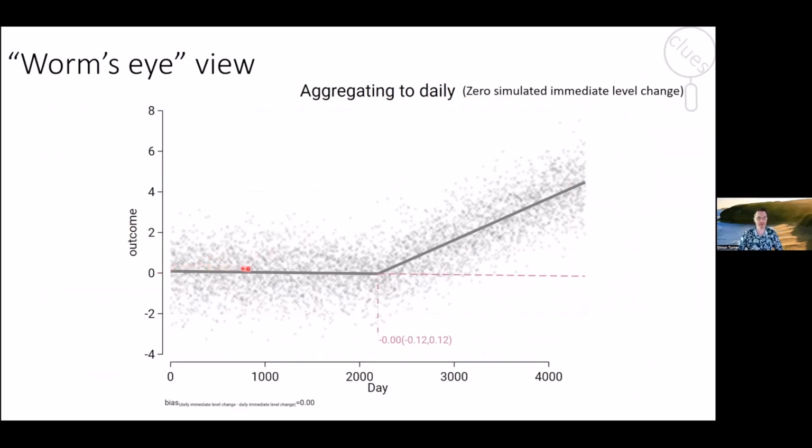And here's my pre-data here, all looking nice, lots and lots of daily dots here. Post data, lots and lots of daily dots here. And where they meet, no level change, so no bias, so that looks okay.